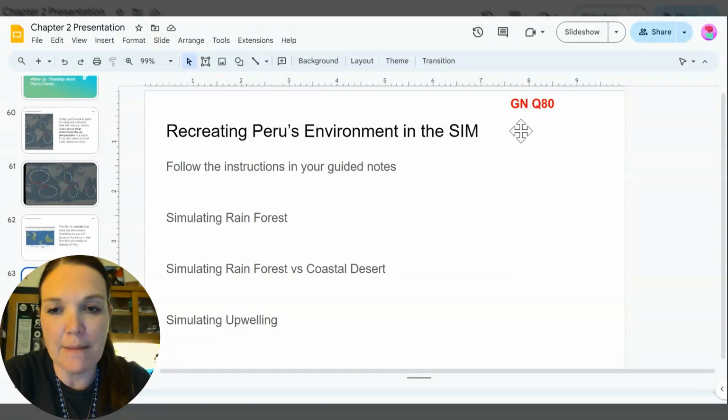This is Guided Notes question 80. You're going to follow the instructions in your guided notes: simulating the rainforest, simulating rainforest versus coastal desert, and simulating upwelling. So if you look at your guided notes, question 80, here's your sim activity link. And then here is a simulation for the rainforest. It gives you the directions on how to walk through that. Then if you look at B, it gives you the simulation again with coastal desert versus rainforest and tells you exactly how to walk through that with questions to answer. And then you have C, the simulation with upwelling, and that again gives you the directions with a few questions for you to answer once you do that. So please pause the video and move through those things.